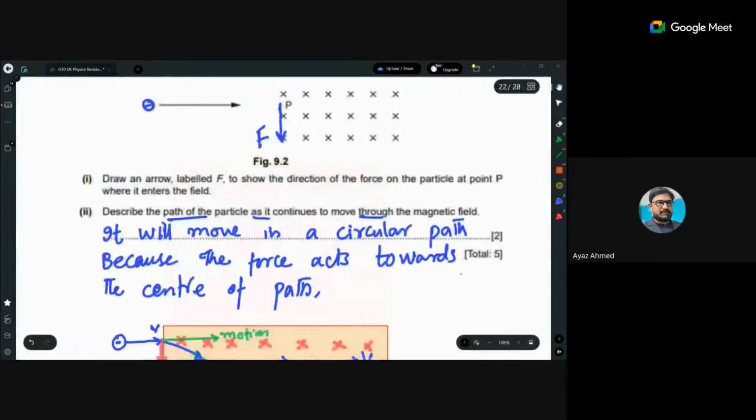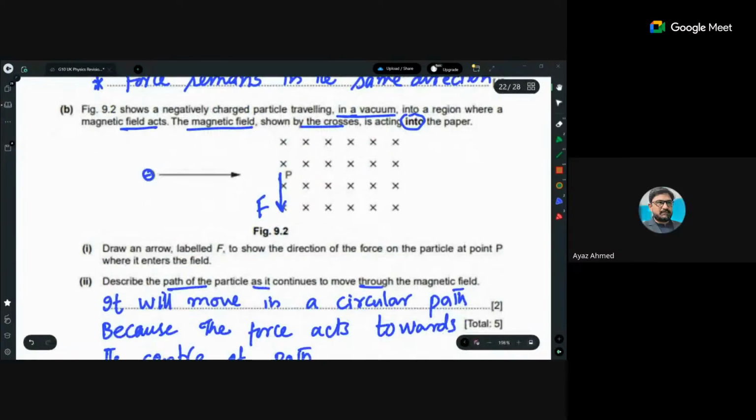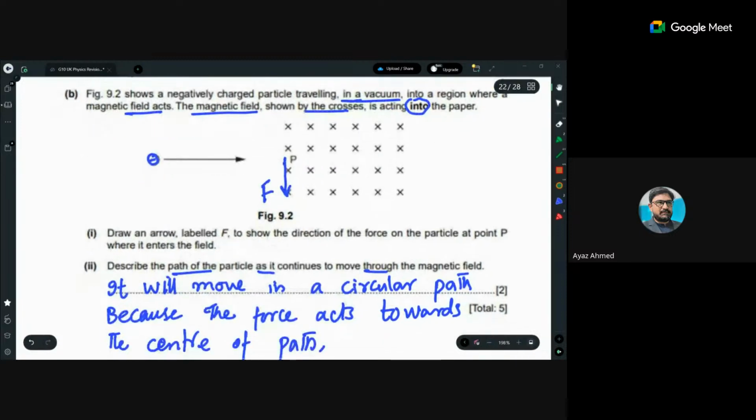अब देखो इसीलिए उसने क्वेश्चन क्या पूछा हुआ है? Draw an arrow and label F to show the direction of force on the particle at point P when it enters the field. Okay, good. अच्छा. When it enters the magnetic field, right at this point, force is downward. But due to that, instead of moving forward, it would be tilted this way. ठीक है ना? So here the force will be this way, so it will not let it go straight. It will drift its direction this way and so on.